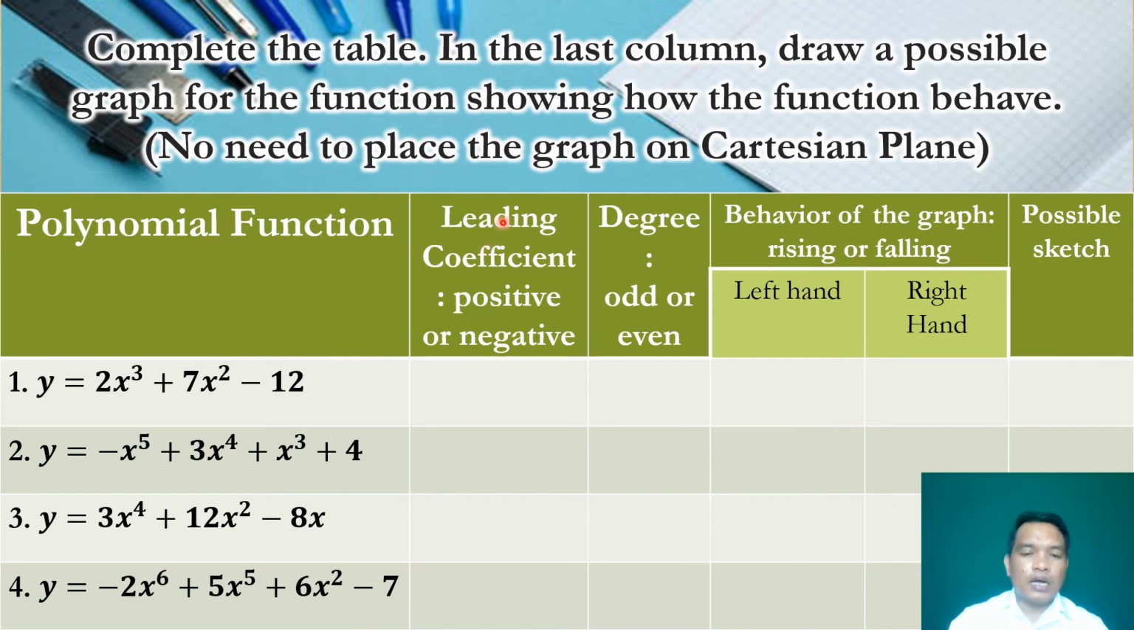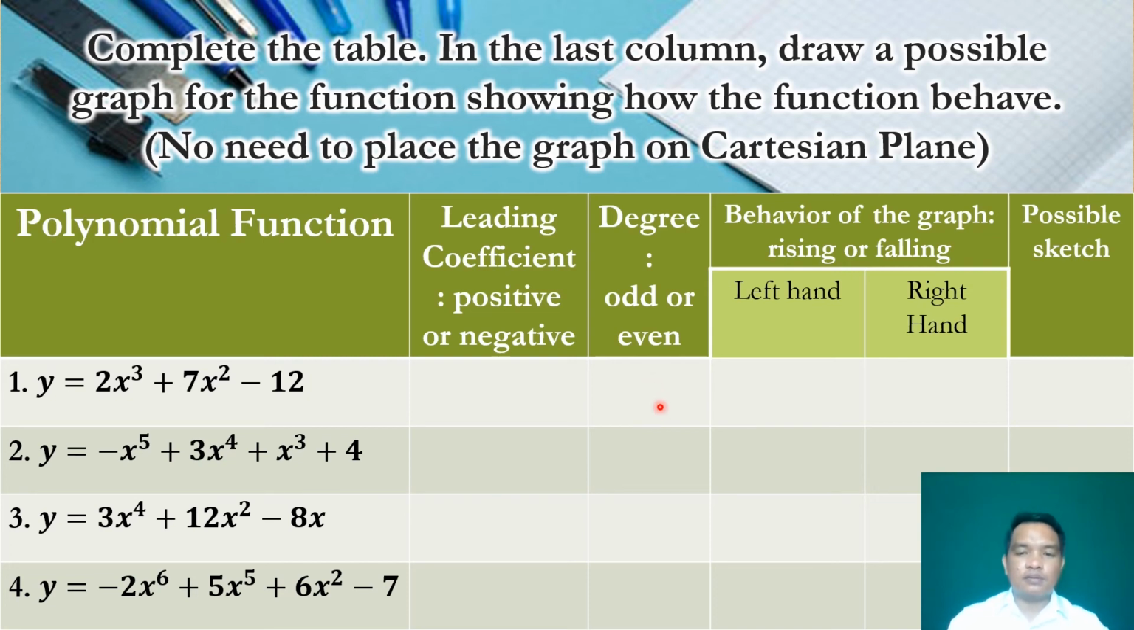i-identify nyo kung ang leading coefficient ba ay positive or negative. So, kung positive, lagay nyo dyan positive. Kung negative, lagay nyo negative. Third column naman, i-identify nyo naman ang degree kung ito ay odd or even. Pag odd, lagay nyo odd. Kapag even, lagay nyo even.